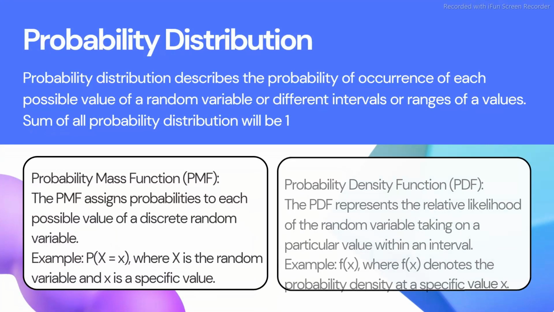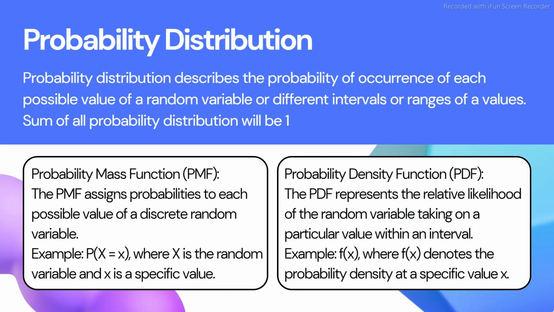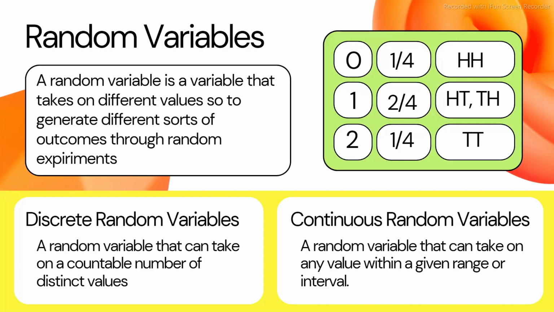Now I am going to discuss the probability distribution. A probability distribution describes the probability of occurrence of each event for the possible values of a random variable, or for different intervals or ranges of values. For example, in the earlier presentation we discussed that for 0, for 1, and for 2 we got different values, and these values are the distribution.